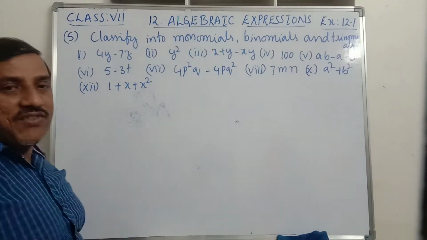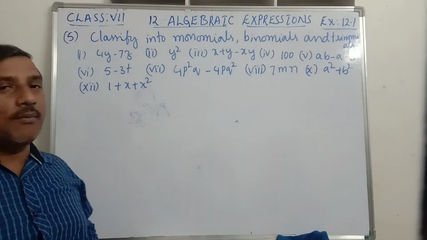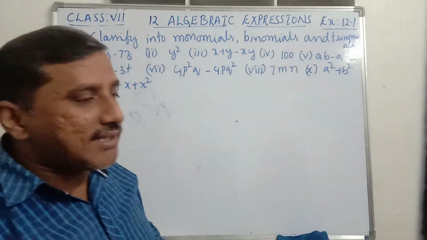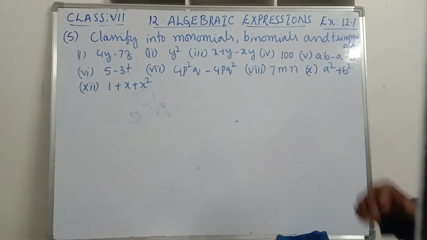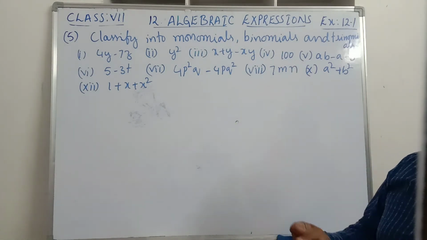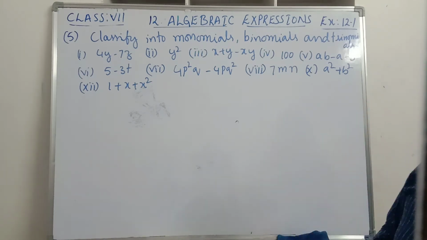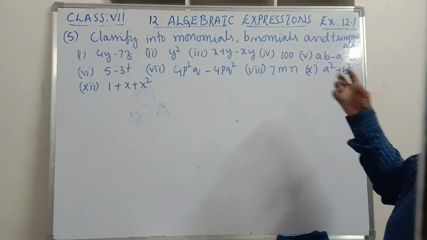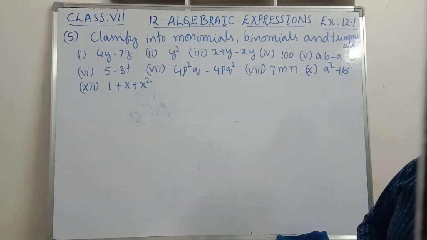Yes. Now the fifth question from exercise number 12.1. Classify into monomials, binomials and trinomials. We should categorize the given expressions as monomials, binomials and trinomials. What are monomials? Monomials are the algebraic expressions which contain only one term. Binomials means algebraic expressions which contain two terms. An algebraic expression which contains two terms is known as a binomial. Similarly, trinomial means an algebraic expression which contains 3 terms is known as a trinomial.